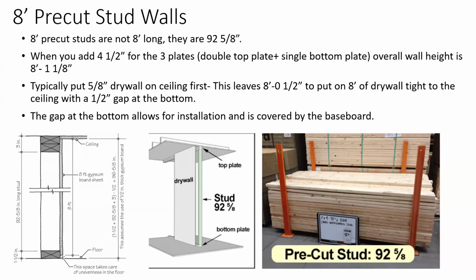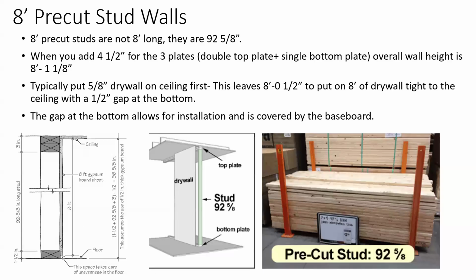And they make this cute little jack. I don't have a picture of it, but this little jack, you just step on it and it raises the sheet of the drywall up tight to that upper sheet. So you don't have to bend down and hold it up with your finger stuck in that 1/2 inch gap. So that gap is always covered by the baseboard.